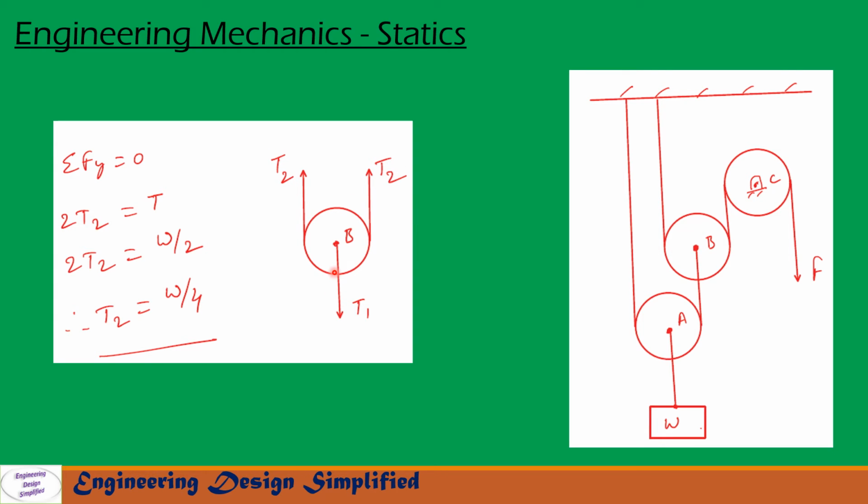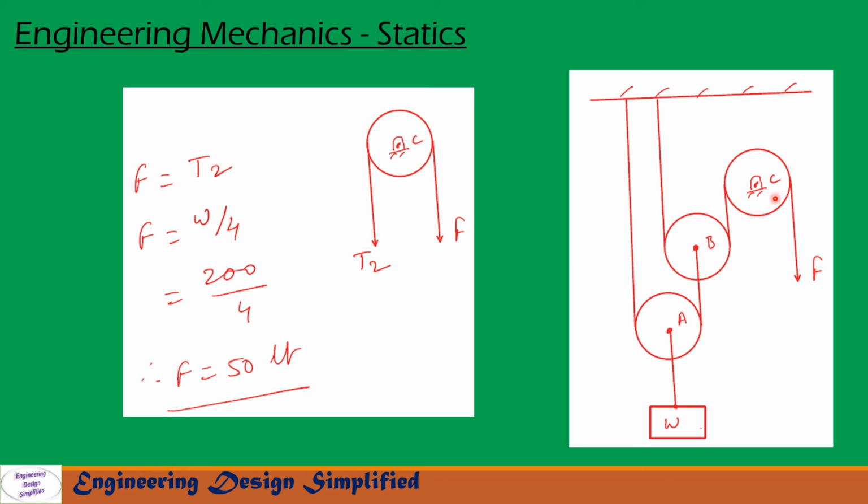So let us again resolve forces along Y. Sigma Fy equal to 0. T2 plus T2, that is 2T2 equal to T1. This is T1. So from this we get 2T2 equal to W by 2. In the previous slide we found T1 equal to W by 2. So from this we get T2 equal to W by 4.